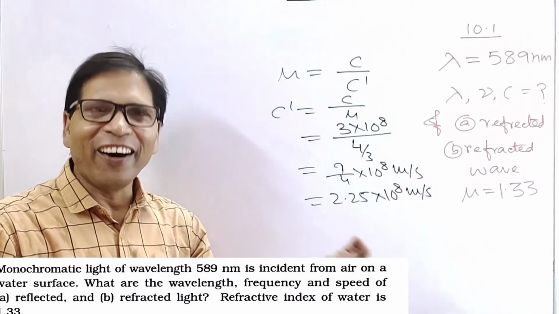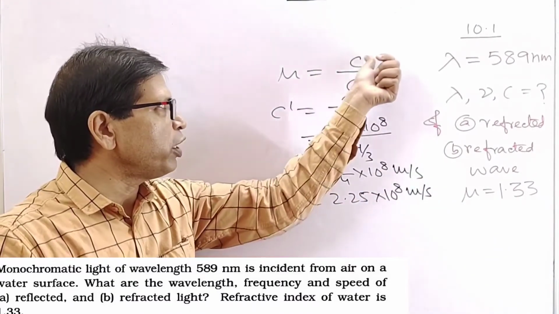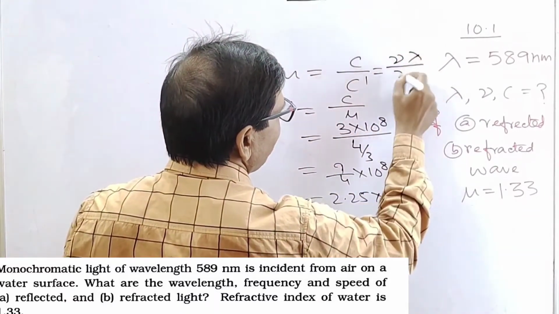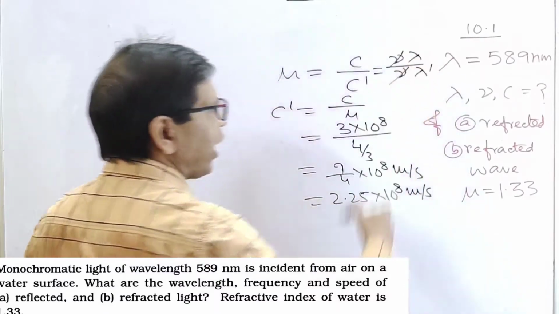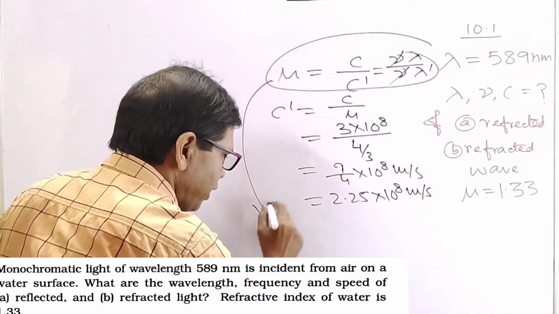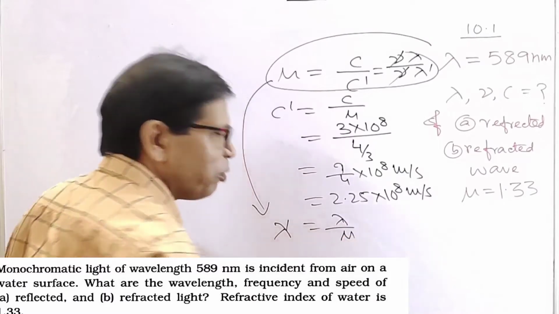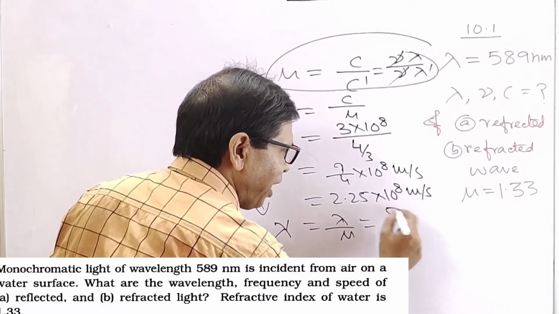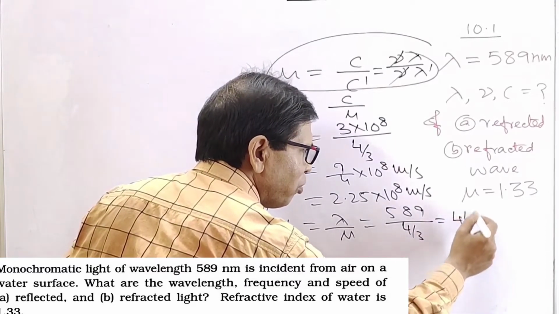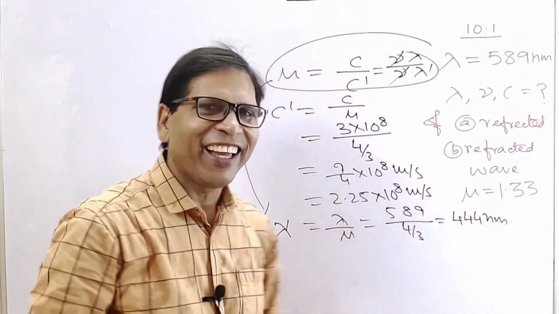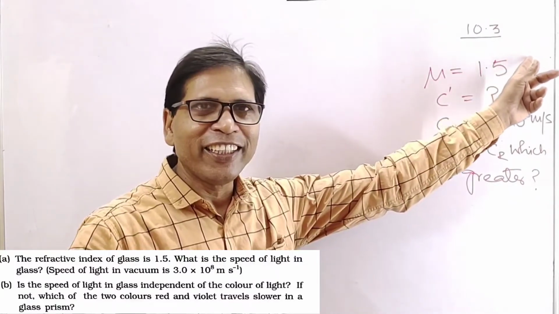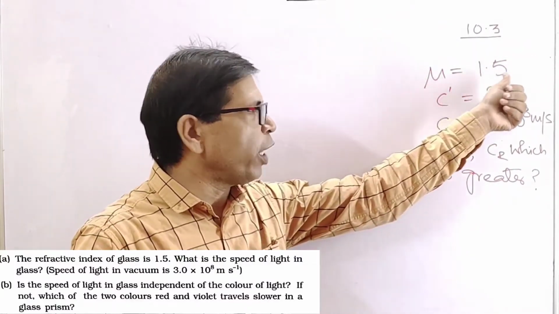Okay, understood? Now lambda. As mu equals C by C dash, from this relation we can write nu lambda by nu lambda dash. Nu cancels out, therefore lambda dash equals lambda by mu. So here this is 589 divided by 4 by 3, so almost 444 nanometer. Okay, understood?